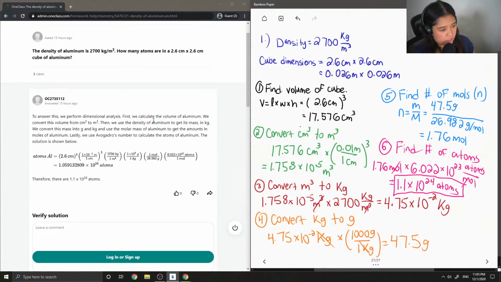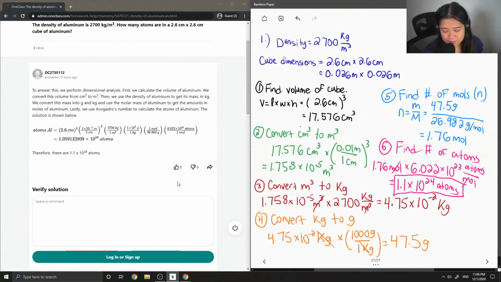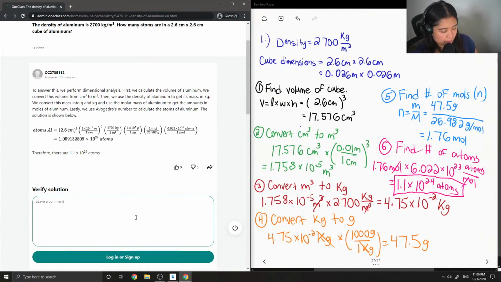Here they just showed all of these steps in one line. They started off with finding the volume of the cube, so 2.6 cubed, and then they converted it to meters cubed, then converted it to kilograms, to grams, and then to moles, and then to atoms, and they also got 1.1 times 10 to the 24. So this solution is correct.